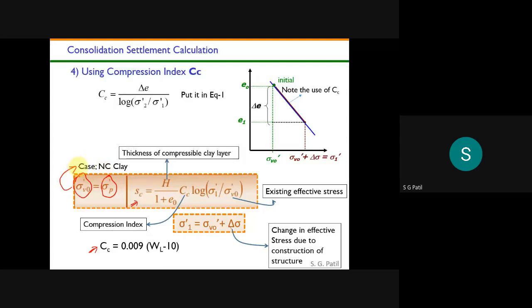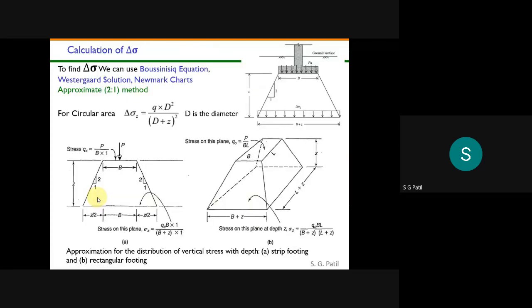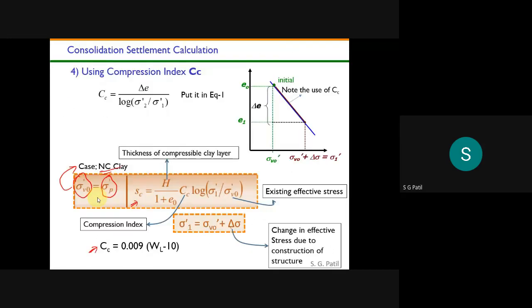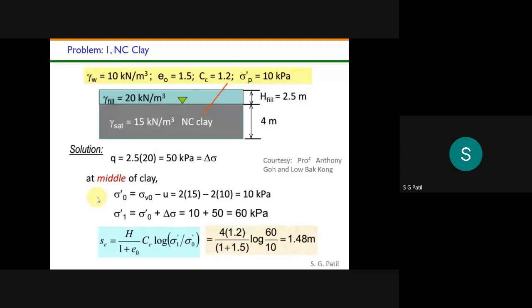How to calculate the consolidation settlement in NC clay. This will be sufficient as far as your old question papers are concerned. When I referred to the old question papers, almost all of them asked about NC clay. But to be complete, I have to deal with OC clay also. Suppose you have an over consolidated clay, then how do you find the consolidation settlement? That we will see in today's class.